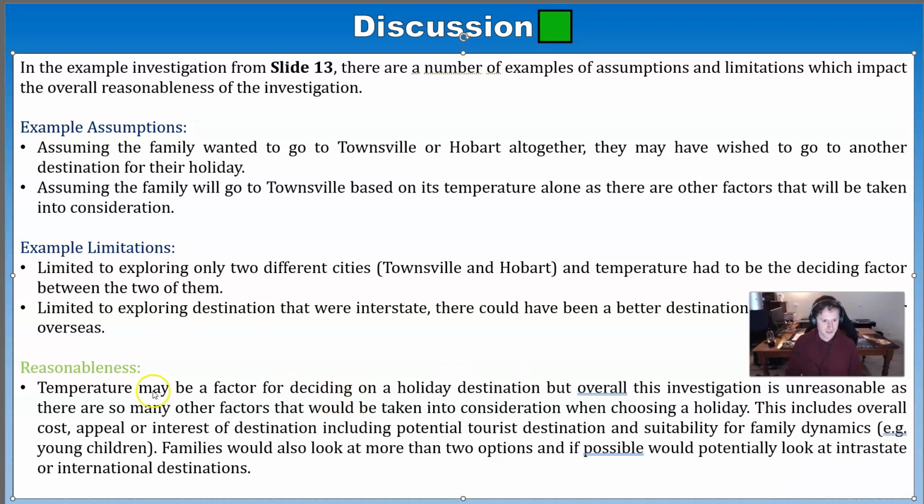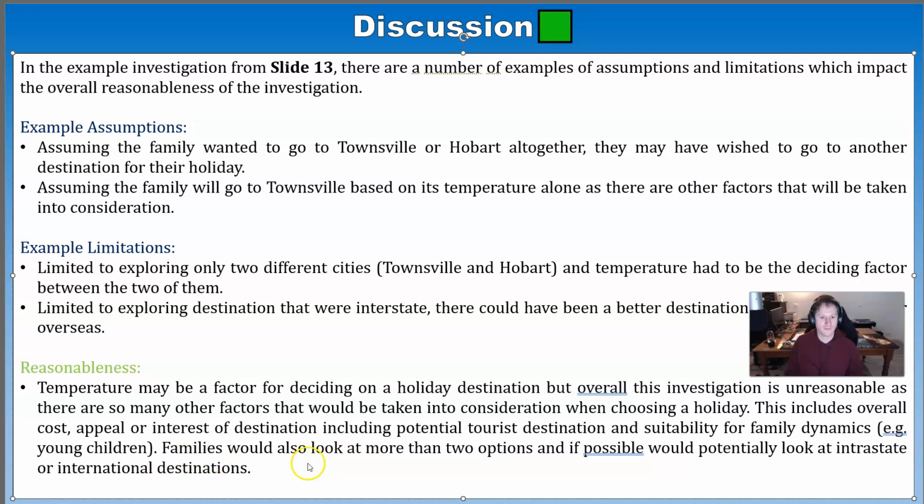Now, the reasonableness. Temperature may be a factor when deciding on a holiday, but overall it is unreasonable as there are many other factors taken into consideration when choosing a holiday. This would include overall cost, appeal, interest of the destination, including potential tourists, and suitability for family dynamics, e.g., is it safe to bring young children? Okay. Would you bring young children to a very rural city or somewhere that's kind of dangerous?